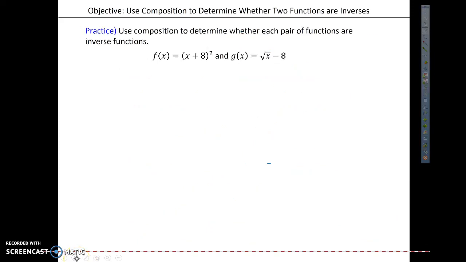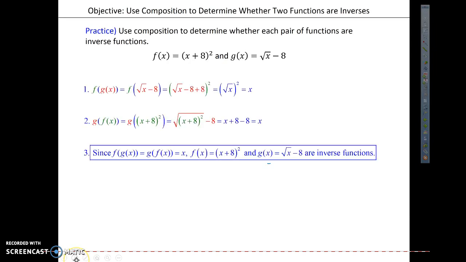Okay, please go ahead and try this practice problem on your own, and I will post the solutions. Okay, so hopefully you have tried this problem. Here are the solutions. And these are inverse functions.